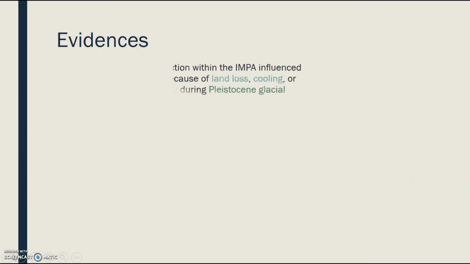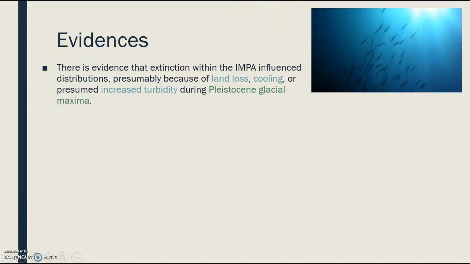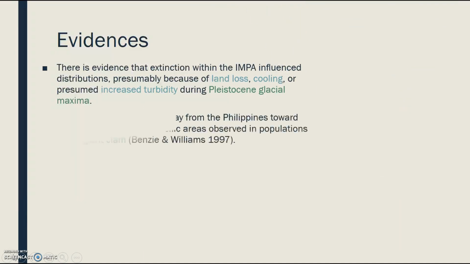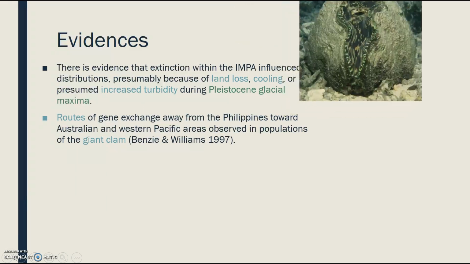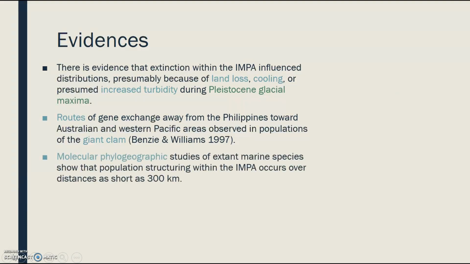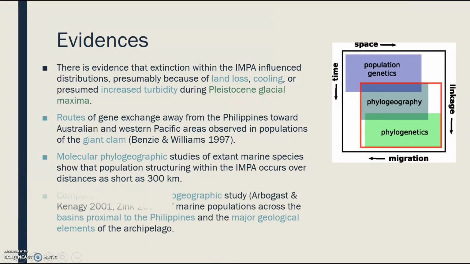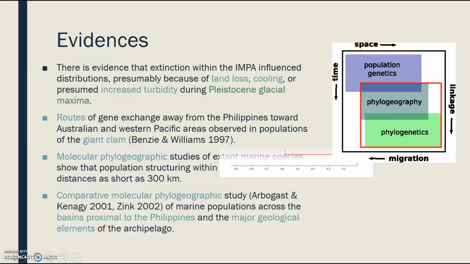Some of the evidences are for extinction. The evidences are the land loss, cooling, and increase of turbidity during Pleistocene glacial maxima, and also the observed populations of giant clam roots also provide some evidence, and the molecular phylogeographic studies, and also comparative molecular phylogeographic studies across the basin proximal to the Philippines and the major geological elements of the archipelago.